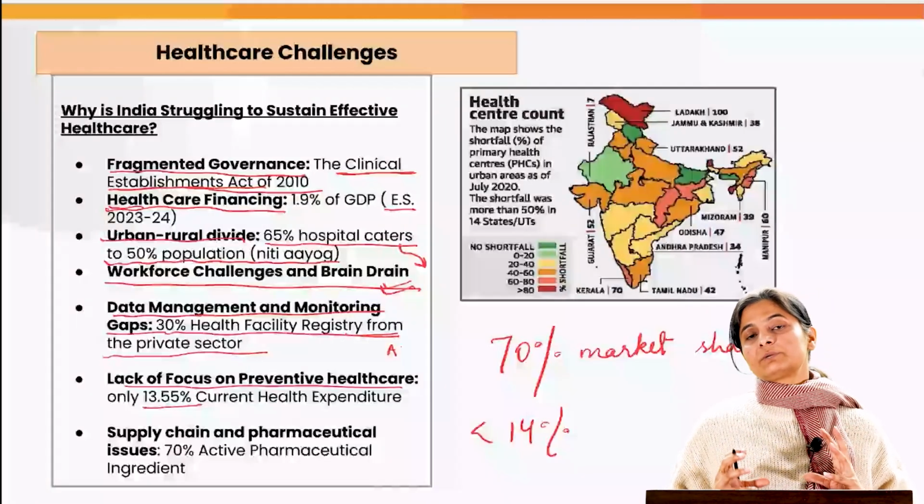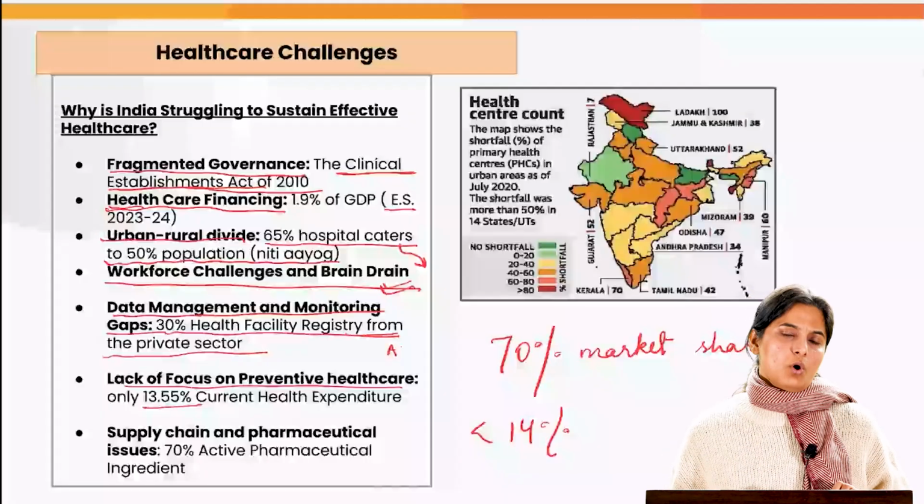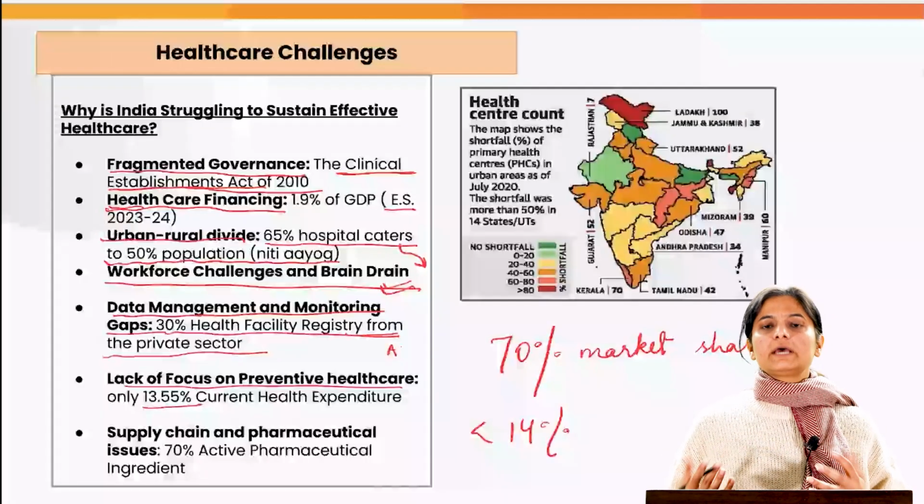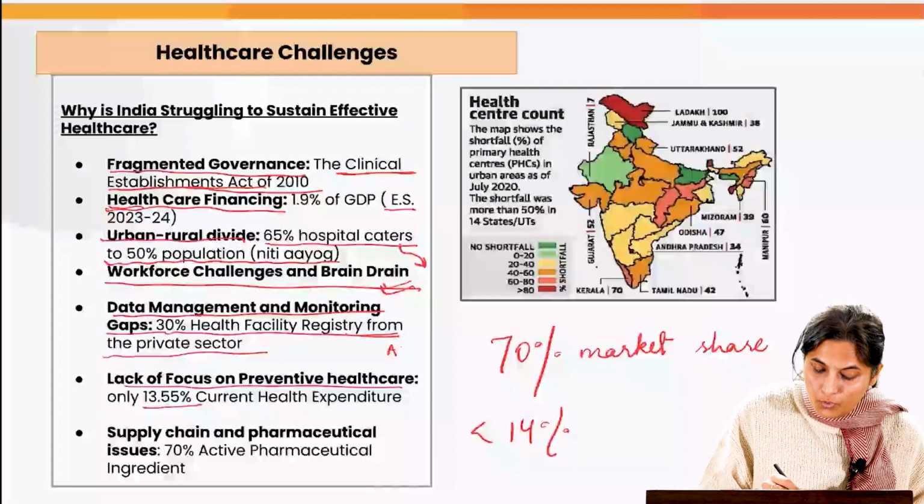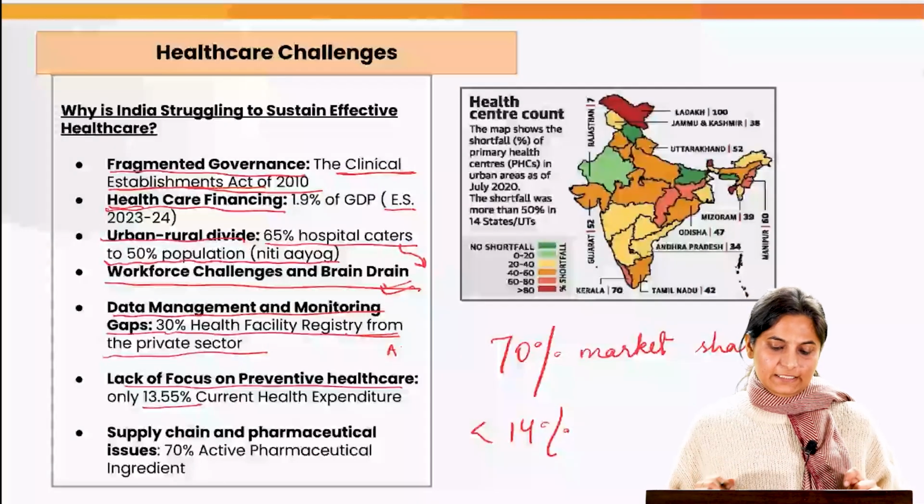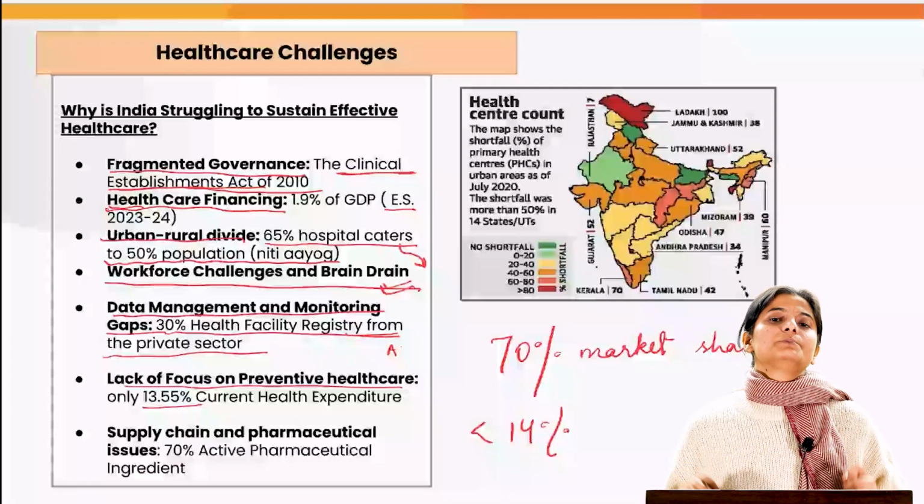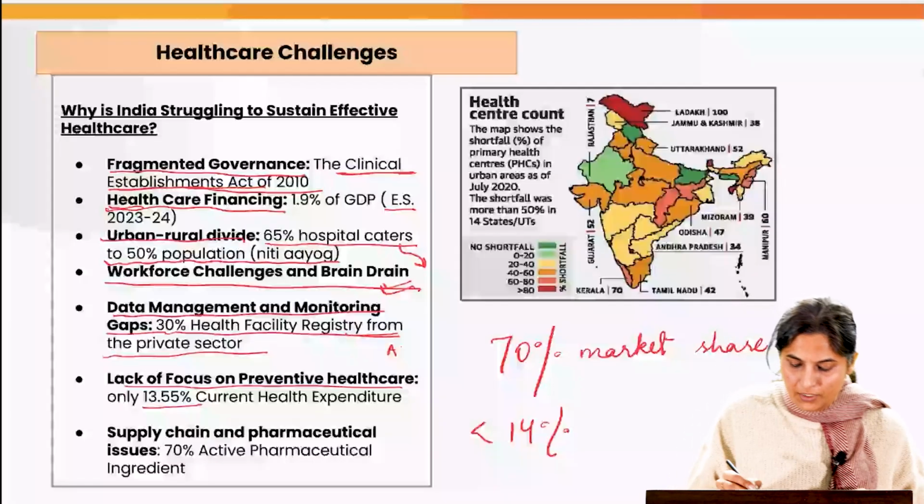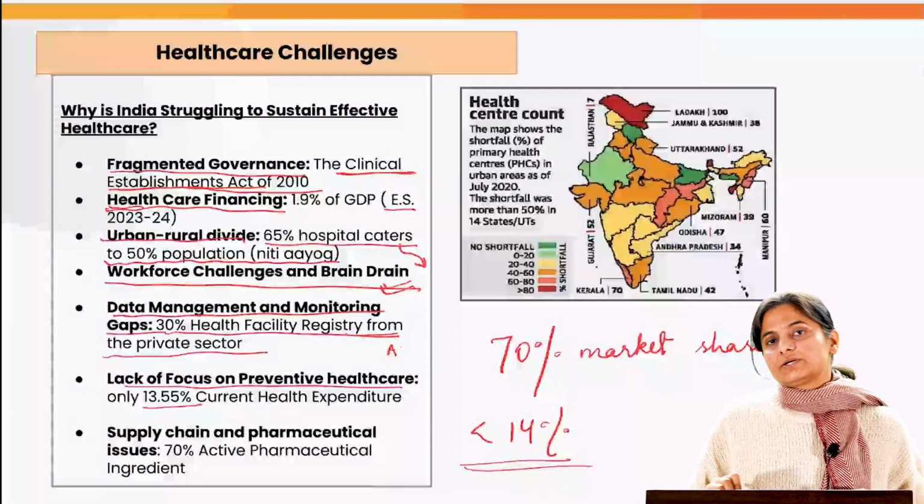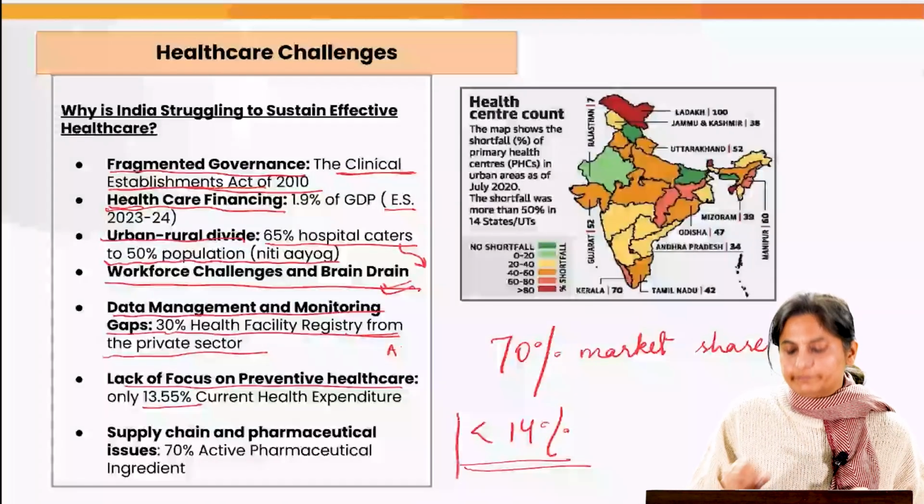However, there is a proven norm that if we allocate more funds to preventive healthcare, there will probably be less need for expenditure on the curative aspect. But our expenditure only remains at 14%.